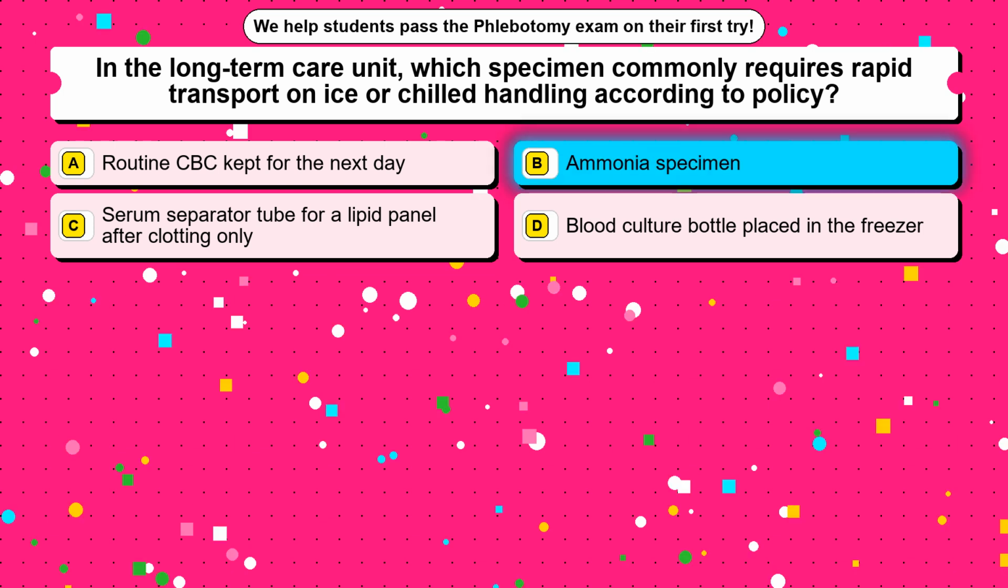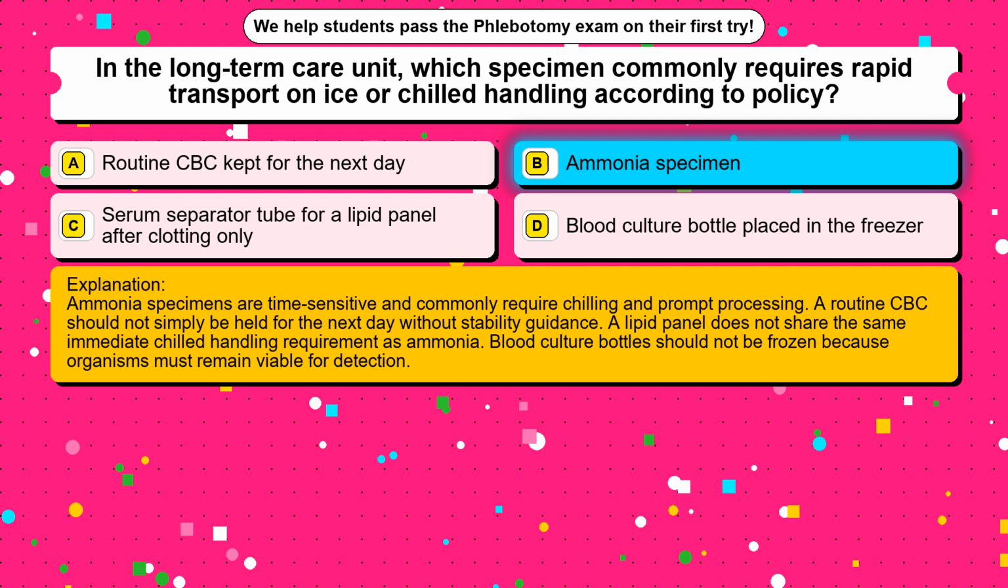The correct answer is option B. Ammonia specimen. Ammonia specimens are time-sensitive and commonly require chilling and prompt processing. A routine CBC should not simply be held for the next day without stability guidance. A lipid panel does not share the same immediate chilled handling requirement as ammonia. Blood culture bottles should not be frozen because organisms must remain viable for detection.